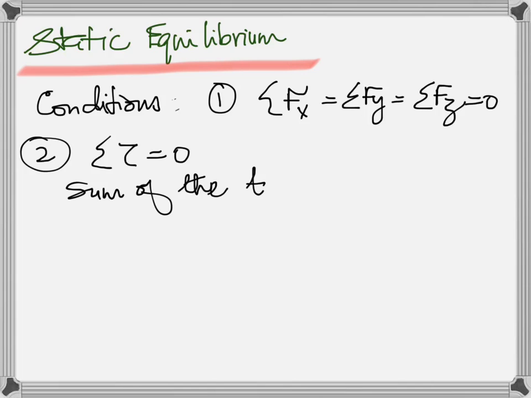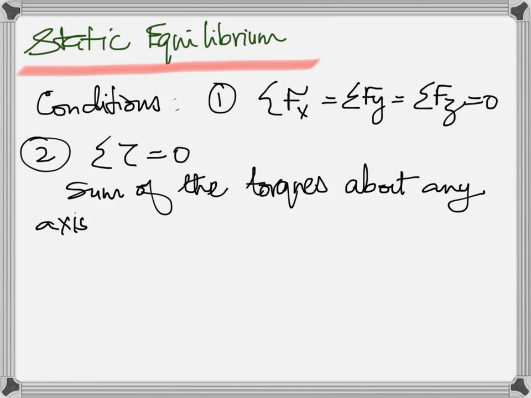Second condition, what is that? Net torque must be zero. That means the sum of the torques about any axis: the clockwise torque should be exactly equal to the counterclockwise, so when you add them up, you get zero. Okay, those are the two conditions, and this is your problem number one, the figure.